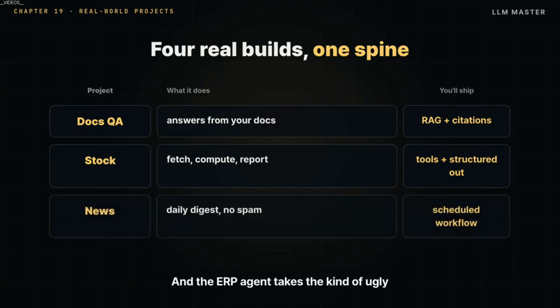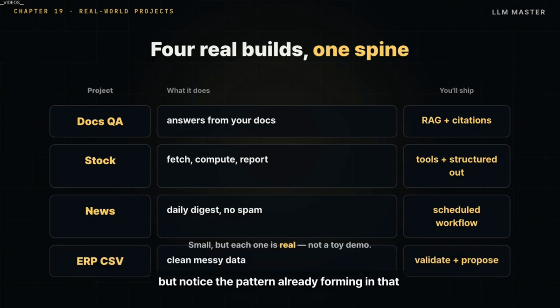And the ERP agent takes the kind of ugly, human-authored CSV that finance teams live in, validates every row against a schema, and proposes actions instead of blindly executing them. They look like 4 different apps, but notice the pattern already forming in that last column. Each one is really about constraining a language model to a bounded problem and then checking its work. Keep that in mind. By the end of the chapter, it'll be the whole point.